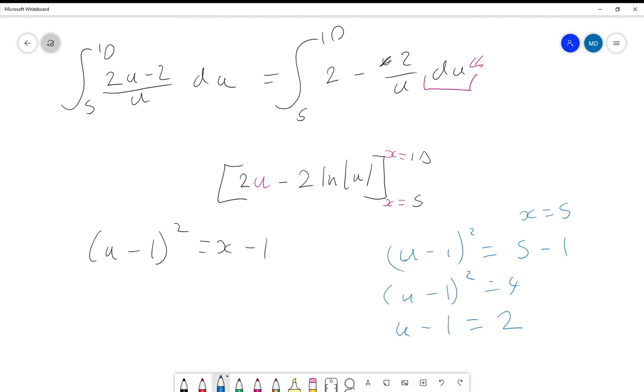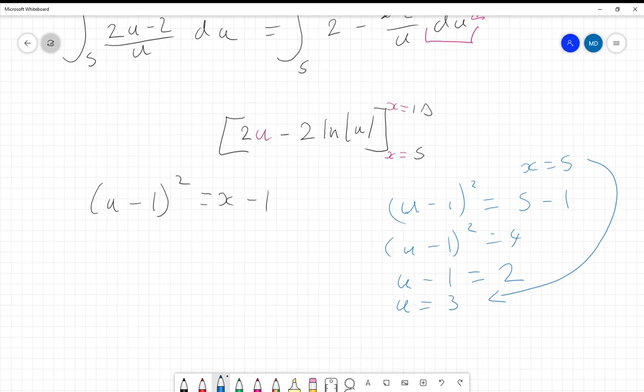Now you could say, oh, but what about minus 2? Well, what we want to do here is make sure our limits are reasonably consistent. In fact, it doesn't matter whether you pick positive 2 or negative 2 in this case, you just need to be consistent. So we're going to go with the positive ones, and we get that u equals 3. So for x equal to 5, we get u equals 3.